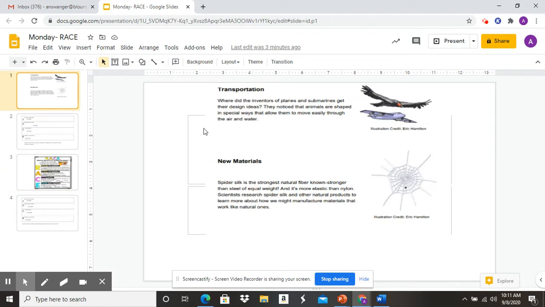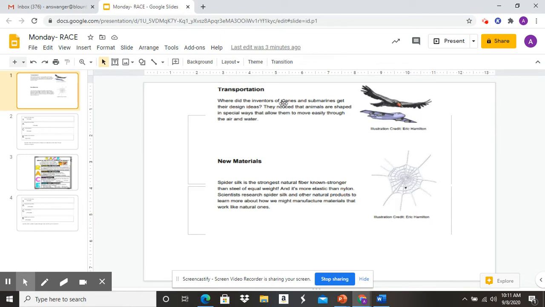So I'm going to read this top section on transportation. I noticed that there's an illustration of a bird and an airplane, okay? So that may be something that I may look at later, okay? Because that may help me understand the text better.